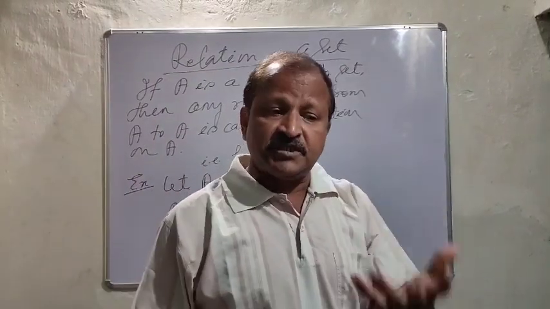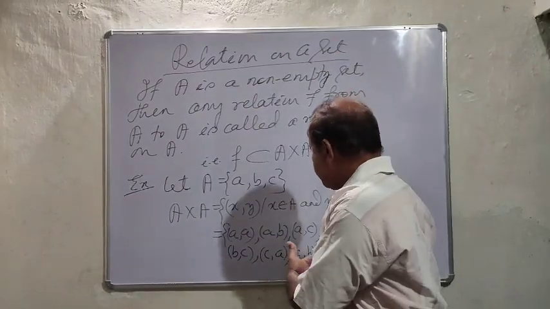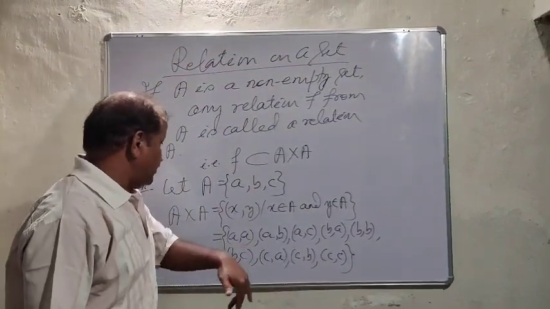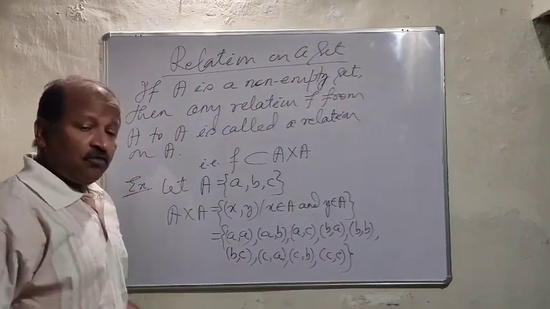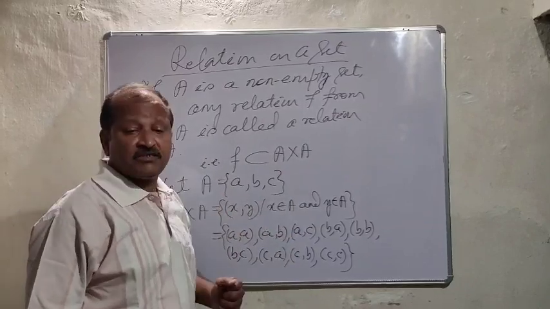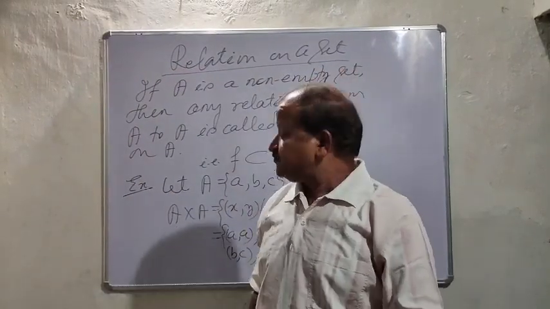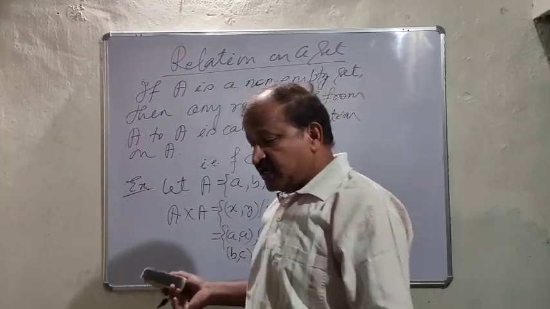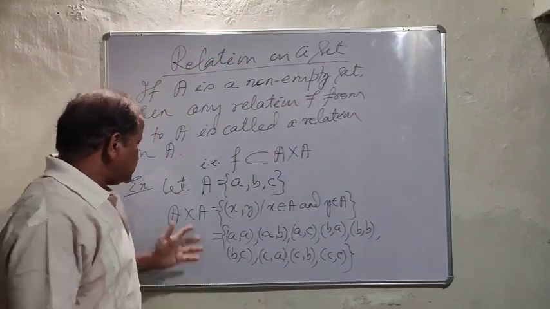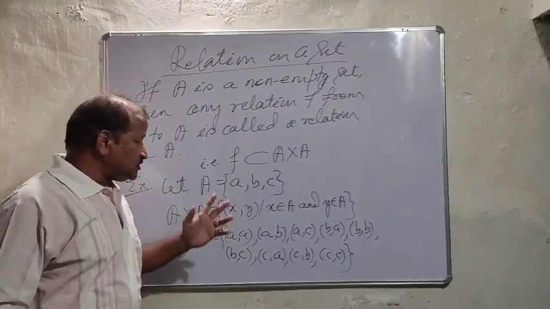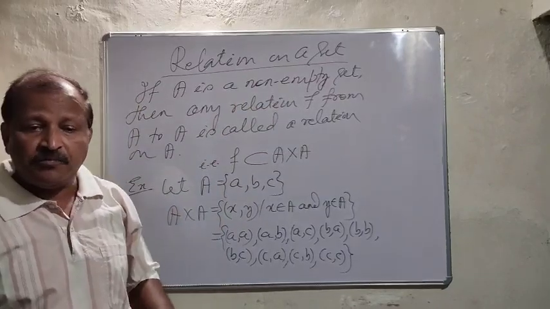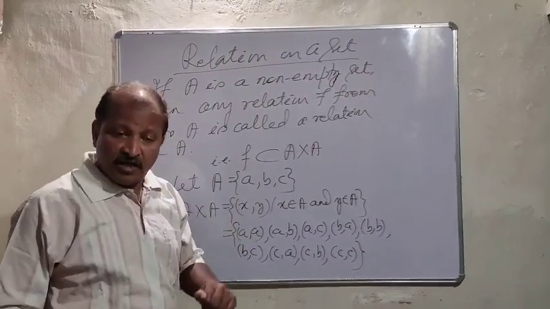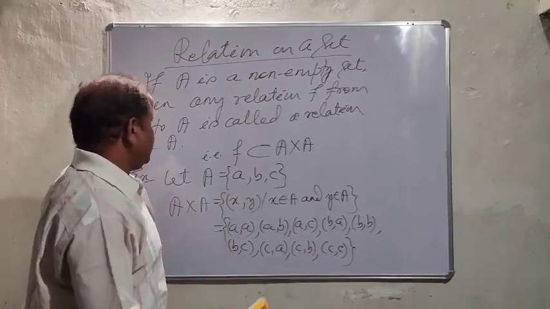Any subset of these will be a relation from A to A, or a relation defined on A. So how many relations will there be? The number of possible subsets of A Cartesian product A. That number is the cardinality of the power set, that is 2 to the power 9. 2 to the power 9 relations can be formed from A to A, that is, defined on A.